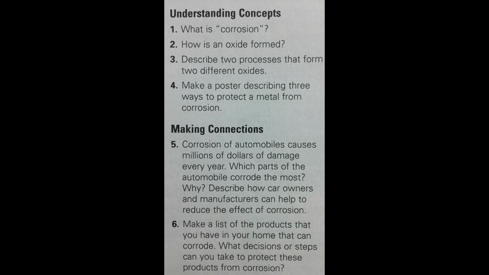Understanding concepts. What is corrosion? The slow change of a pure metal into various other compounds. How is an oxide formed? Chemically. Describe two processes that form two different oxides. Well, you can form aluminum oxide when aluminum is exposed to oxygen. It's a spontaneous process. You can also form iron(III) oxide when iron is exposed to the moisture in air.